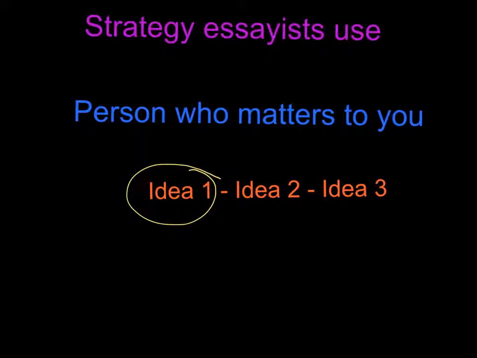Today I want to teach you a strategy essayists use to gather essay entries. One strategy that works is to think of a person who matters to you, and then list specific ideas about that person. Then take one of those ideas and write an entry in which you think about that idea.